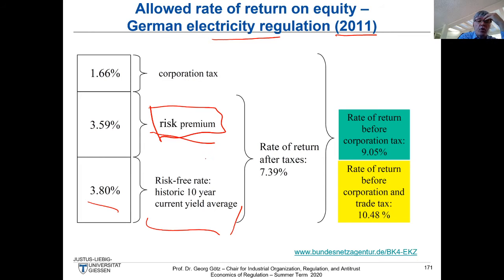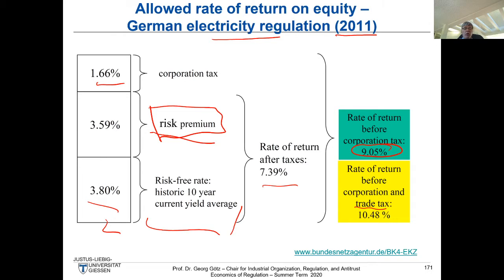And so you get a return after taxes, and you also take into account corporation taxes. Corporation taxes in German would be Körperschaftsteuer, or here the trade tax would be the so-called Gewerbesteuer. And the most important part here is this 9.05. This was the rate of return in the second regulatory period. In the first regulatory period, I think it was 9.29. Right now, in the third, it's 6.91 because, of course, the risk-free rate went down a lot. Okay, this is the allowed rate of return in Germany.